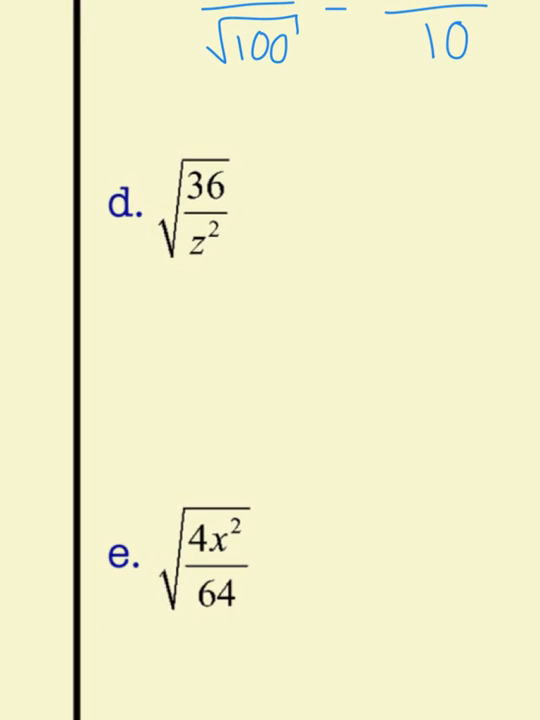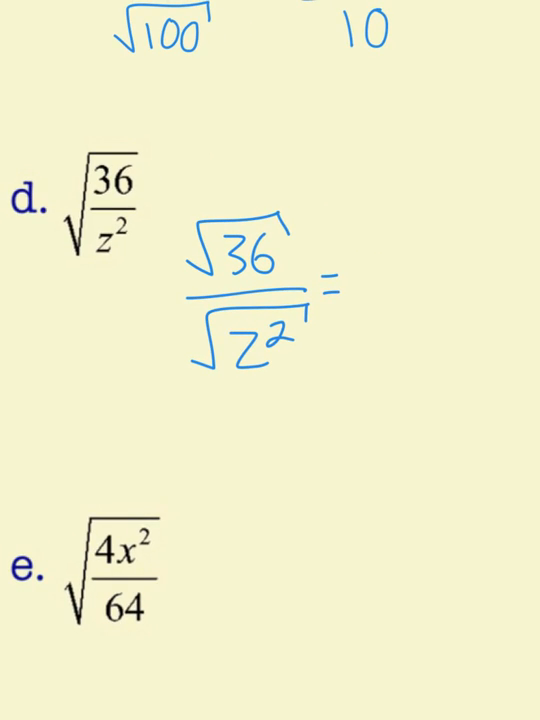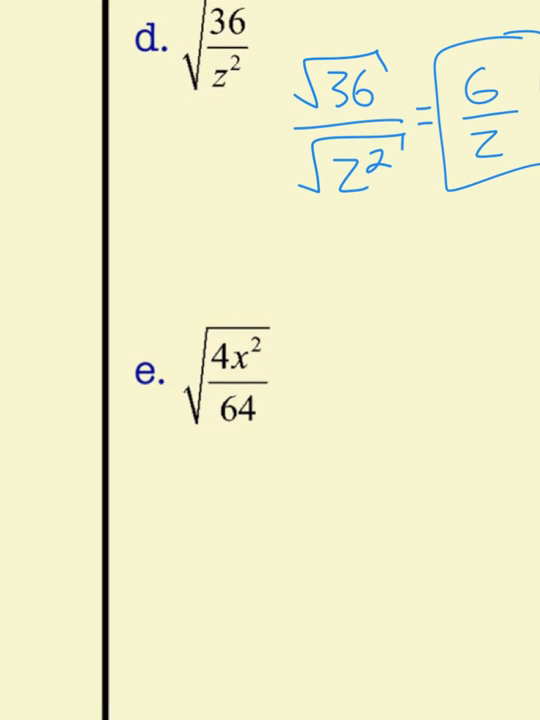All right, D, square root of 36 over z squared, we're going to break into the square root of 36 over the square root of z squared, both of which are perfect squares. Square root of 36 is 6, square root of z squared is z. Now this last one gets just a little more complicated. The square root of 4x squared is on top, the square root of 64 is on bottom.